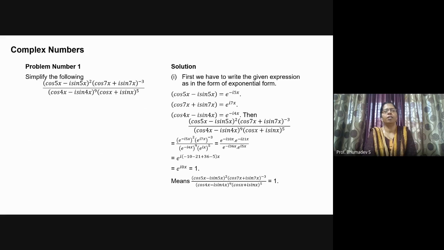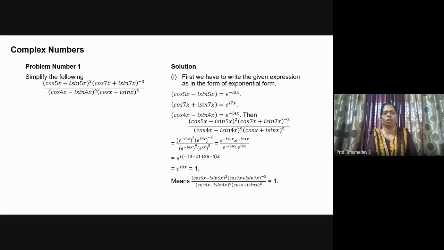For simplifying this, first we are supposed to represent the separate terms in exponential form for our convenience. Cos 5x minus i sin 5x can be written as e to the power of minus i 5x. In the same way, cos 7x plus i sin 7x can be written as e raised to i 7x, and cos 4x minus i sin 4x can be written as e to the power of minus i 4x. Then cos x plus i sin x can be written as e raised to ix.